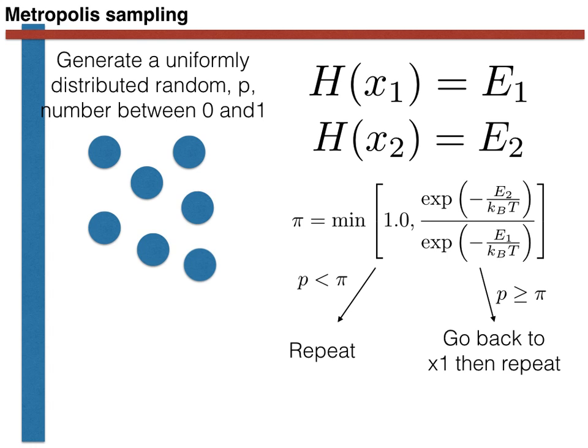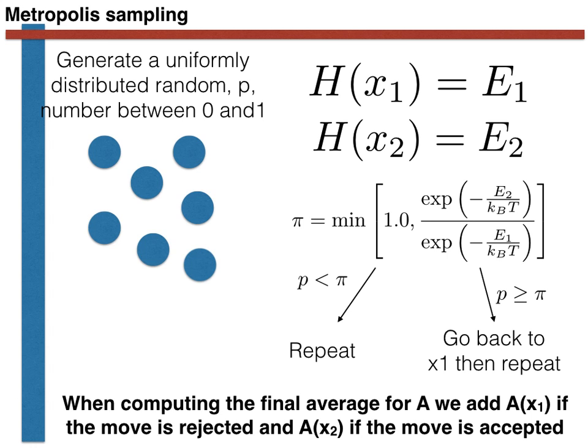Lastly, note that when we calculate the final ensemble average for the observable A, we will add A of x1 if the move from x1 to x2 is rejected, and A of x2 if the move is accepted.